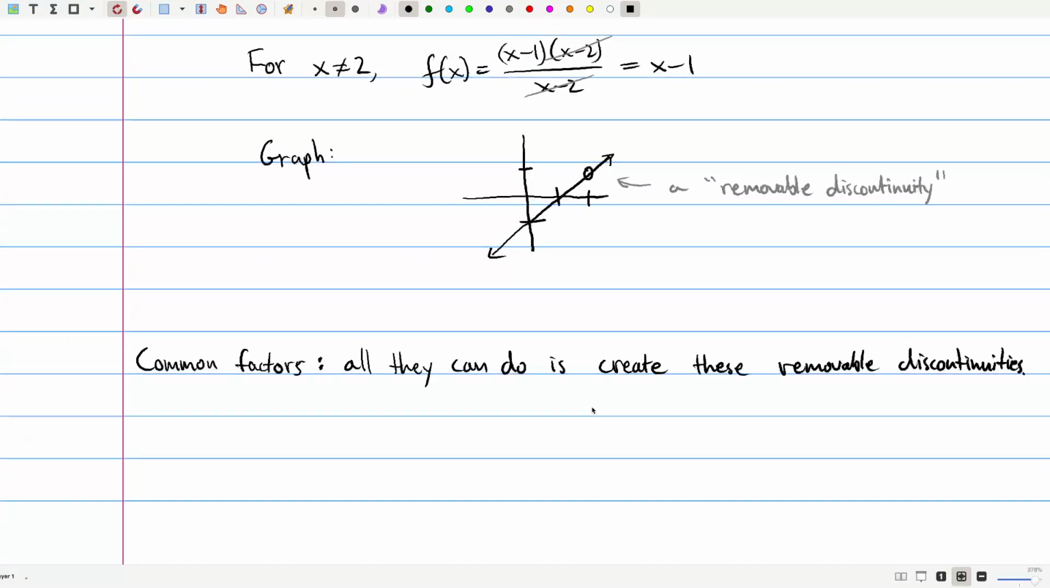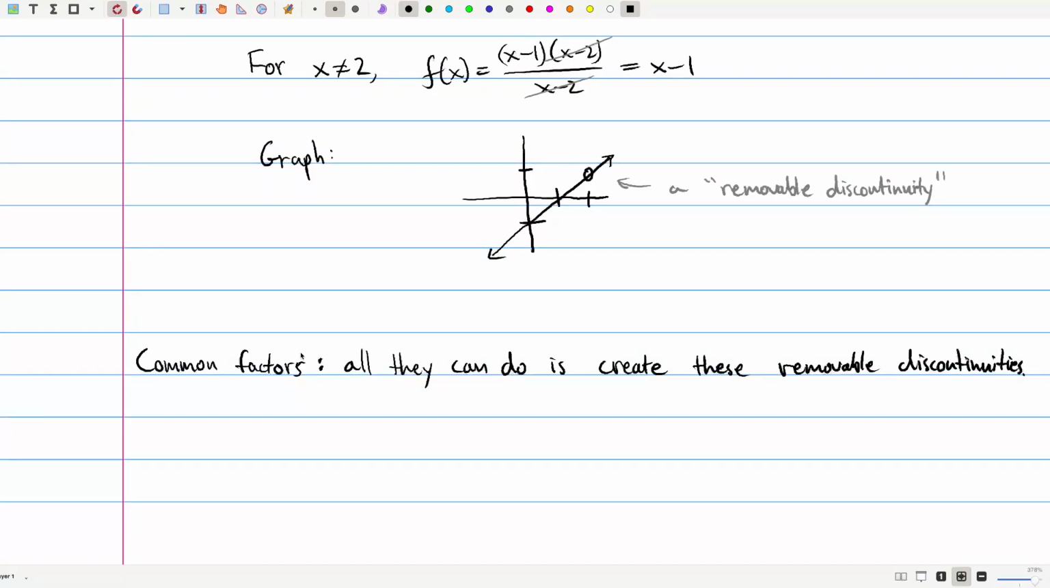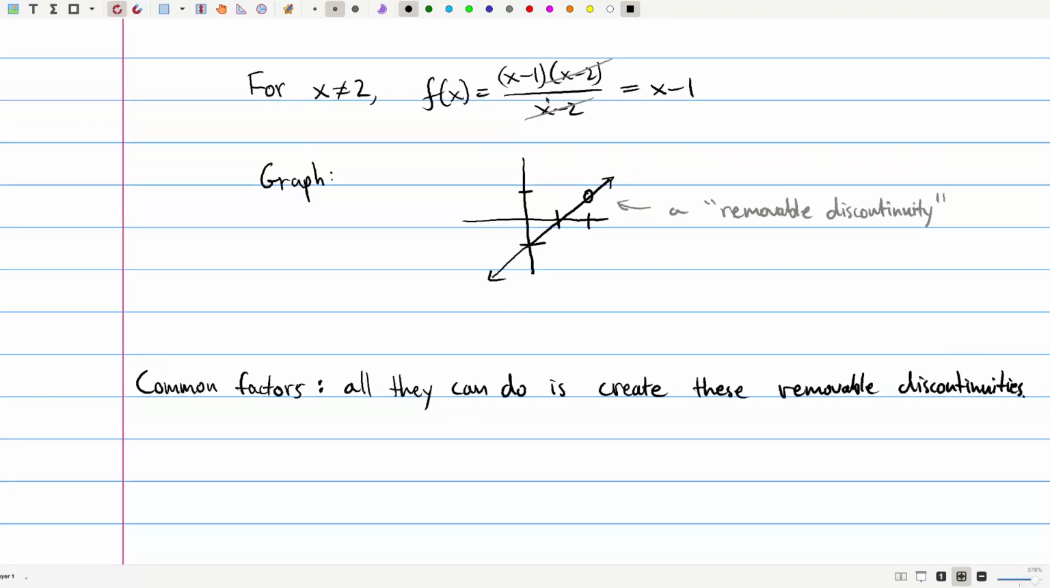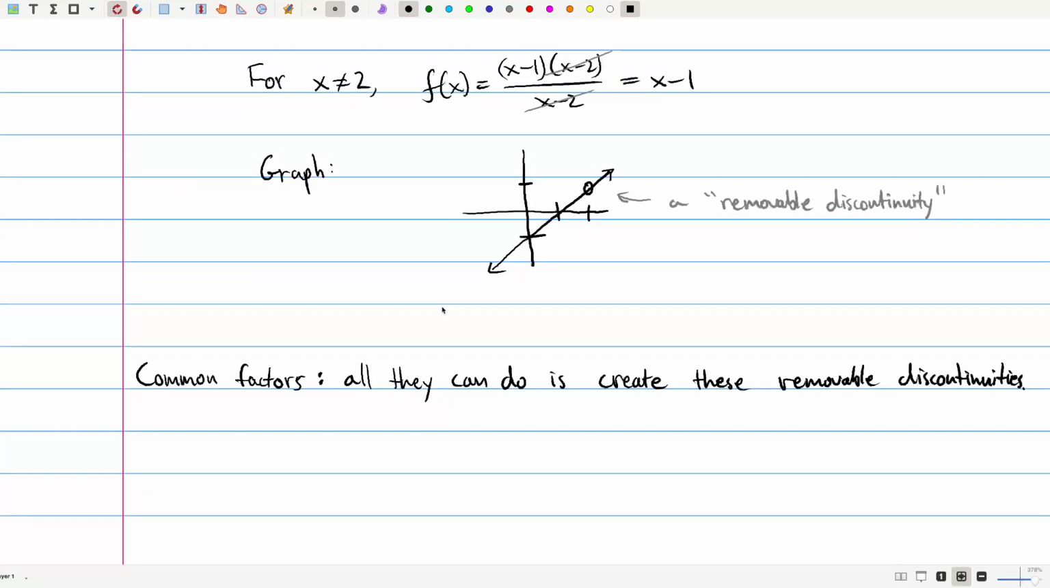So the reason that we are going to exclude the case of common factors is that all they can do is create removable singularities. So in other words, you can cancel everything out, and then for every factor that was canceled out, all you have to do is draw a circle at each point corresponding to each canceled out root. So that's the method, and from here we assume you know how to draw the graphs when there are no common factors.